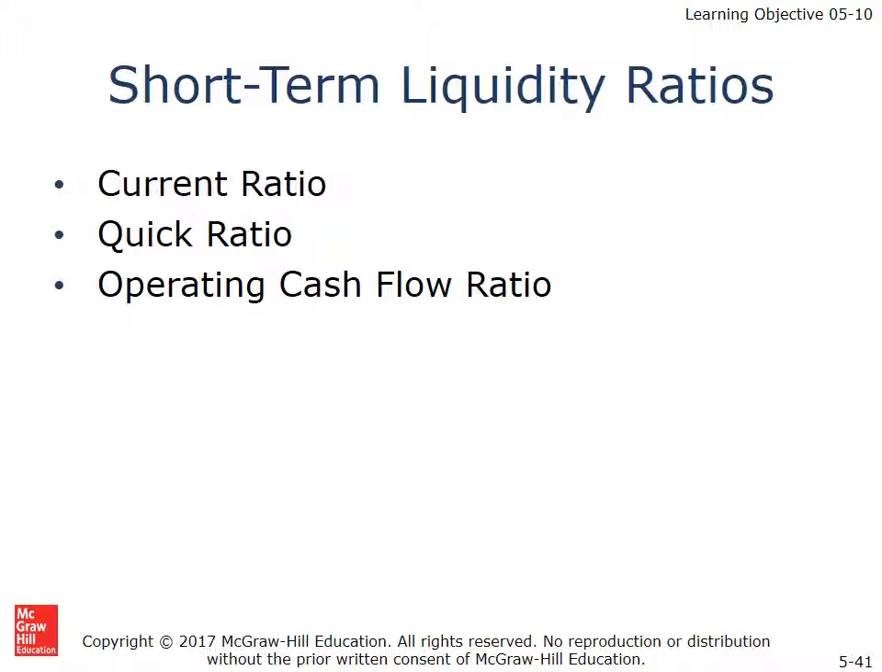And then operating cash flows. You take the cash flow from operations right off your cash flow statement and divide that by current liabilities. So that's telling you your cash flow from your operating activities, how much of that you produce to pay your current liabilities. Okay, so it's measuring how well a company could pay their current liabilities with their current assets or liquid assets.